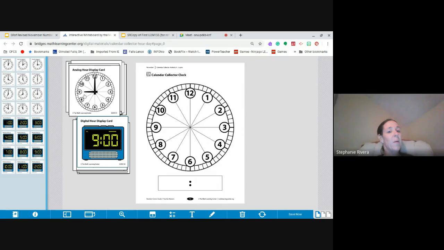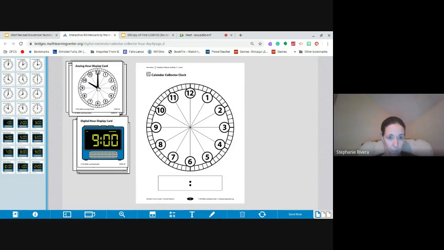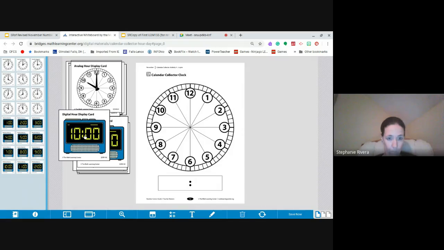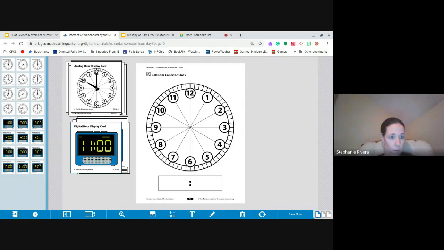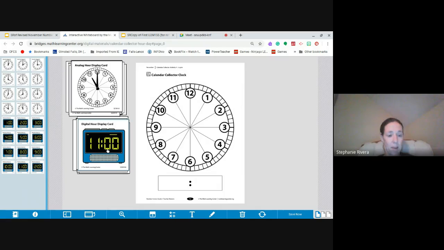Shorthand's on the 9, hour hand's on the 9, long hand's on the 12. You're right, it's 9 o'clock. You're right, shorthand's on the 10, long hand's on the 12, 10 o'clock. Shorthand's on the 11, long hand's on the 12, 11 o'clock.